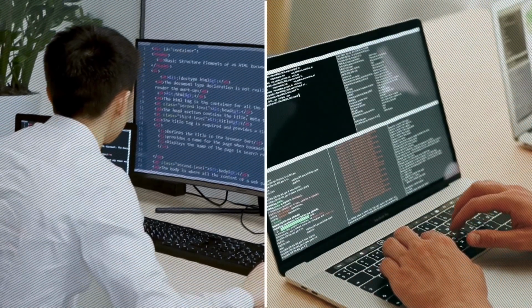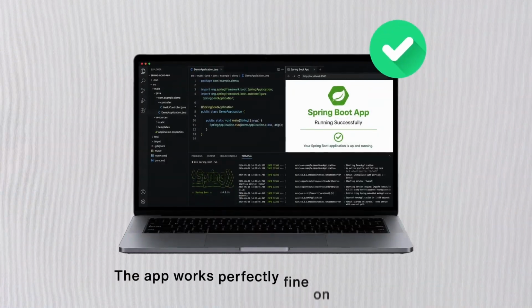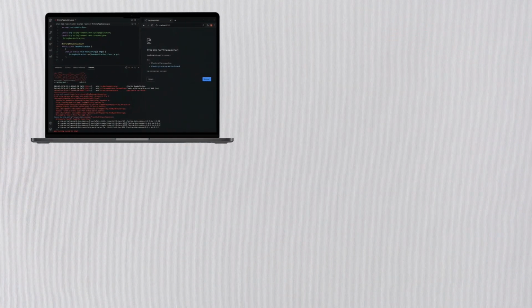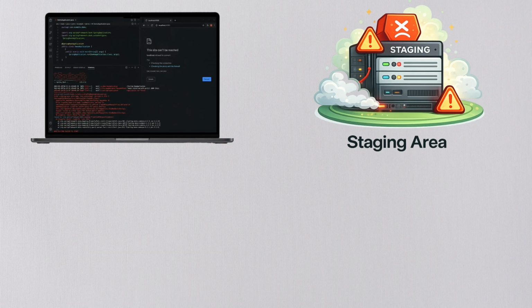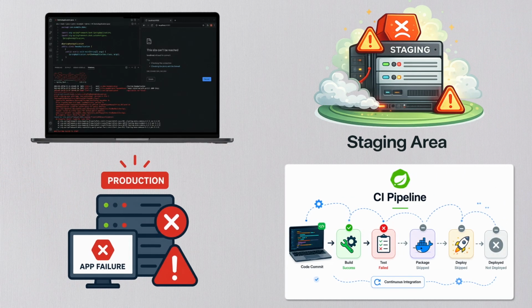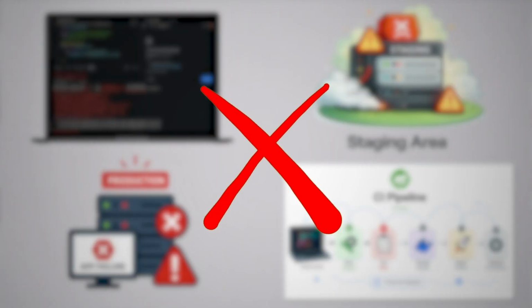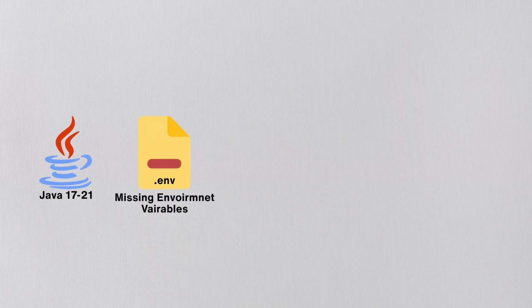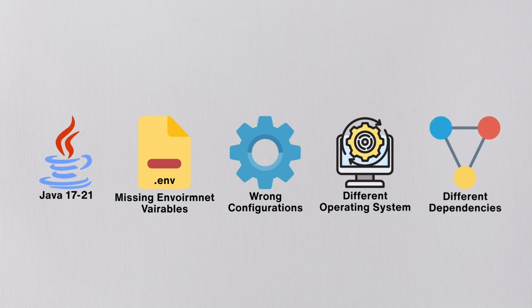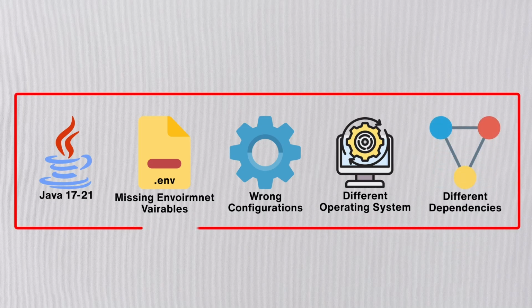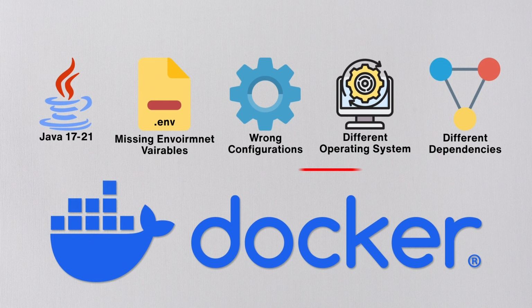As developers, we have all been there. The app works perfectly fine on our machine. Then we move it to another laptop, a staging server, a CI pipeline, or a production. And suddenly something breaks. Different Java version, missing environment variable, wrong configuration, different operating system, maybe some different dependencies. This is exactly the problem Docker helps us solve.